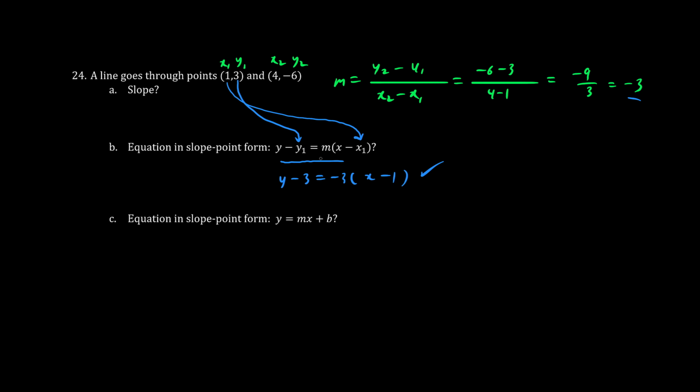And to go from slope point form to the slope intercept form, we simply use algebra distribution. So y minus 3 equals minus 3x plus 3, because -3 times -1 is positive 3. And then we add 3 to both sides. When we throw the -3 over, it becomes plus 3. So y equals minus 3x plus 6. So as you can see, this should be called slope intercept form, not slope point form.